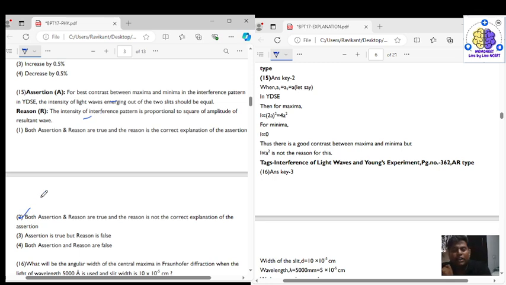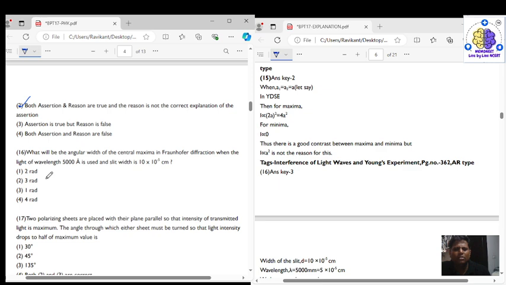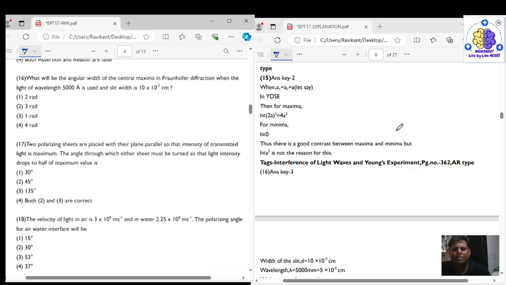Right? So the assertion says that for the best contrast between maxima and minima in the interference pattern in Young's double slit experiment, the intensity of the light wave emerging out of the two slits should be equal. Right? Yeah, so correct answer is option 2. Now let's come to question number 16.